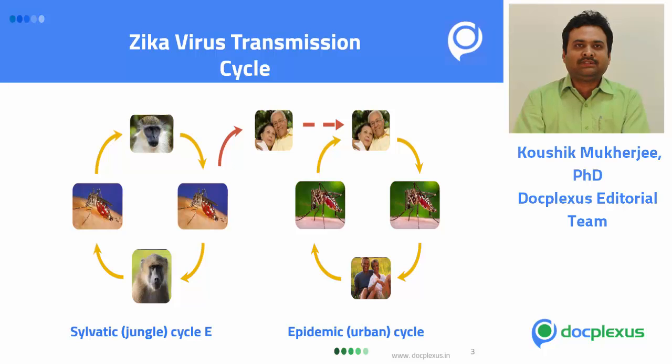Now let us look at the Zika virus transmission cycle. They have two distinct transmission cycles. Within the jungle, the sylvatic transmission cycle, it gets transmitted to rhesus monkeys from the mosquitoes. If that infected mosquito bites a human, then it comes into the urban cycle, or its epidemic cycle.